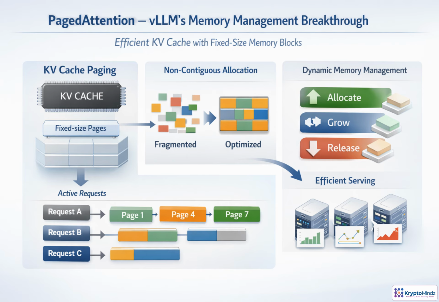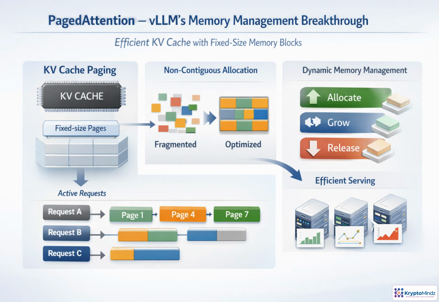Paged attention treats the KV cache less like one long-reserved buffer and more like virtual memory. Each sequence receives fixed-size blocks as it needs them, and those blocks do not have to sit next to each other in GPU memory. When a request grows, vLLM can attach another block. When a request finishes, its blocks return to the pool immediately.